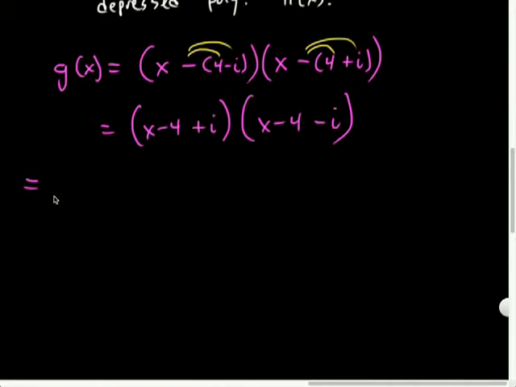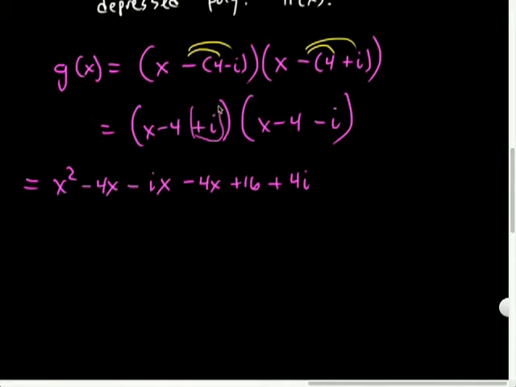x times x is x squared. x times negative 4 is negative 4x. x times negative i is minus ix. Now let's distribute the negative 4 part to all of those. Negative 4 times x is minus 4x. Negative 4 times negative 4 is plus 16. Negative 4 times negative i, well, negative times a negative is positive, so plus 4i.